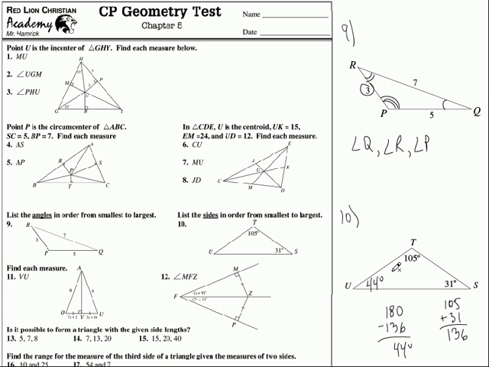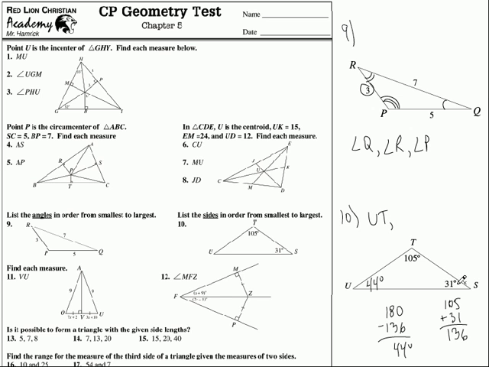All right. Now you've got to find the sides in order, from the smallest to the largest. So what do we look for first? We look for the smallest angle. Here's the smallest angle, and you look at the side that's opposite the smallest angle. You go across from it. UT is the smallest side.